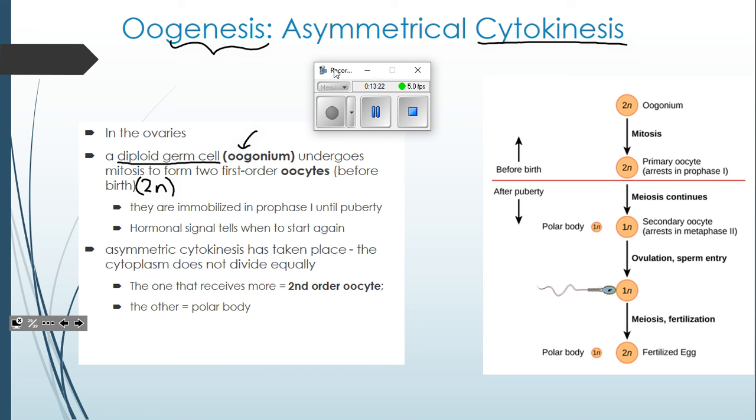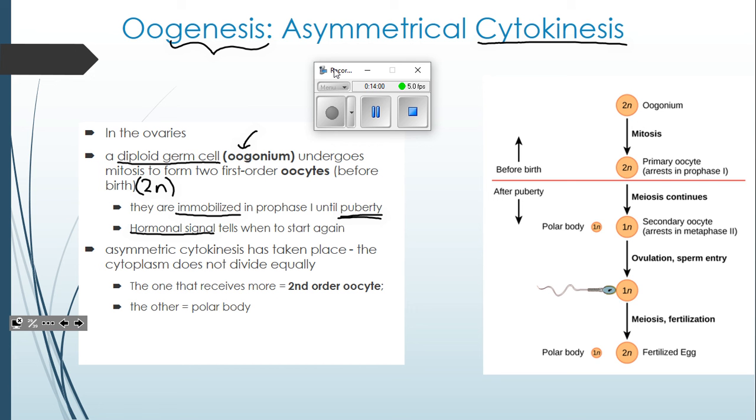So immobilized means stopped. They don't continue. They're pausing here, and they pause here until puberty. Puberty is another thing that we'll talk about a bit later on in the course when we talk about hormones. But in general, there's some hormone signals that tell when to start again. So once hormones are being made in puberty, that's the signal to these primary oocytes to continue their pathway through meiosis.